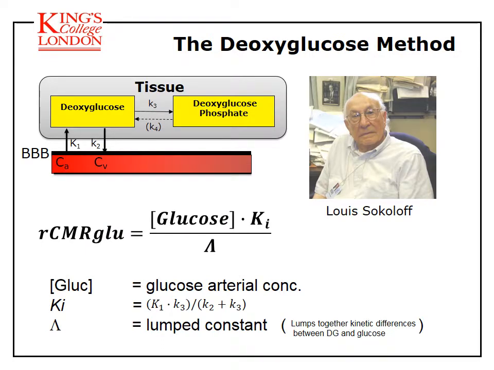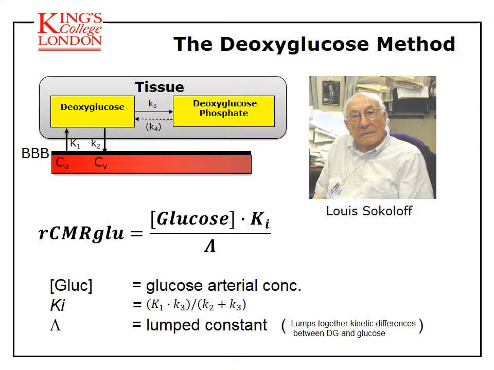This is the idea behind the deoxyglucose method to estimate the metabolic rate of glucose proposed by Louis Sokoloff in the 70s. Deoxyglucose is injected and measured through time, both in plasma and in brain. As there was no appropriate imaging in the 70s, this method only applied to animal experiments, where rats, mice were sacrificed at different times. The data were then used in the model to calculate the three rate constants: K1, transport, K2, efflux, and K3, phosphorylation.